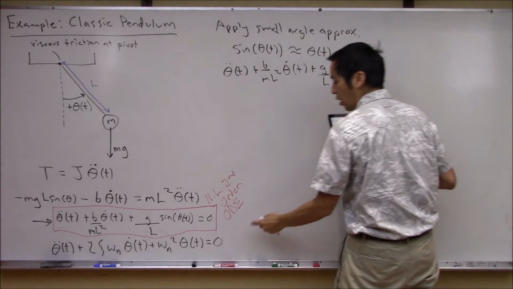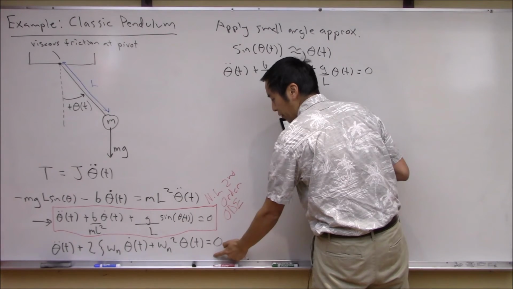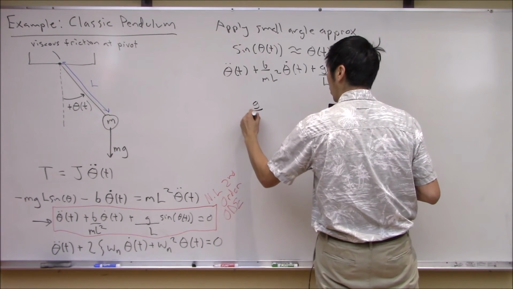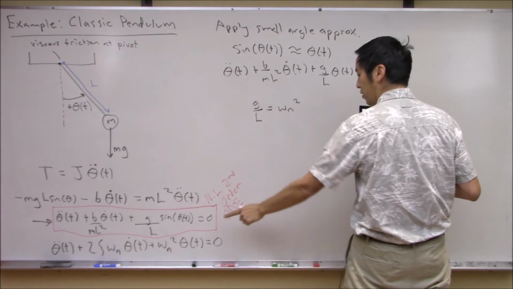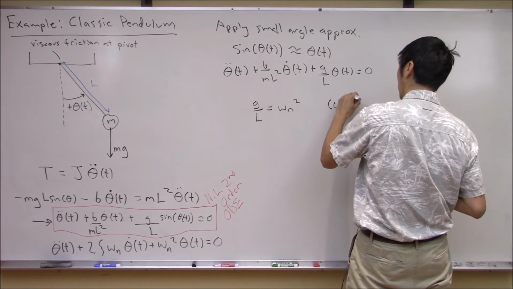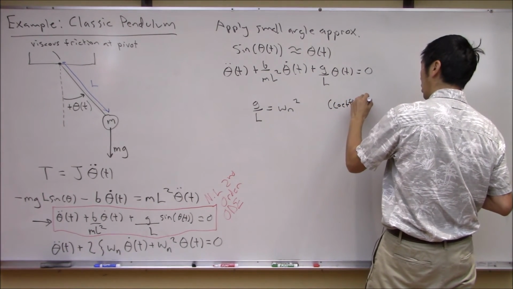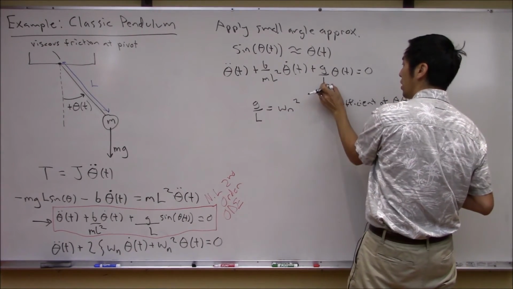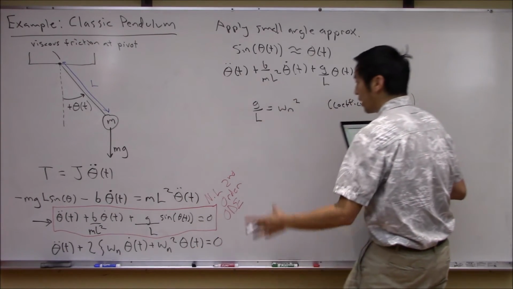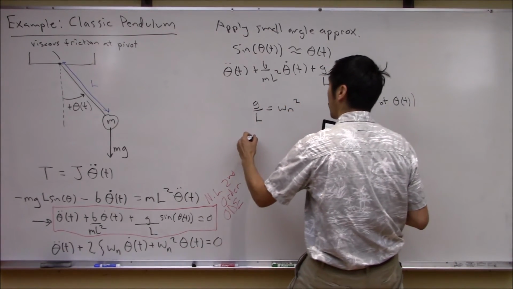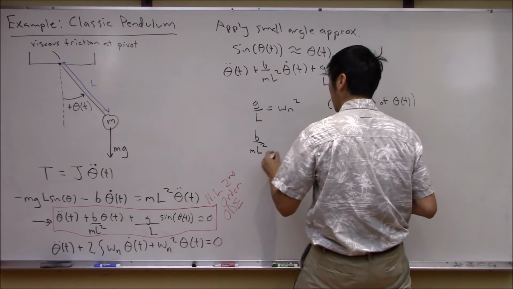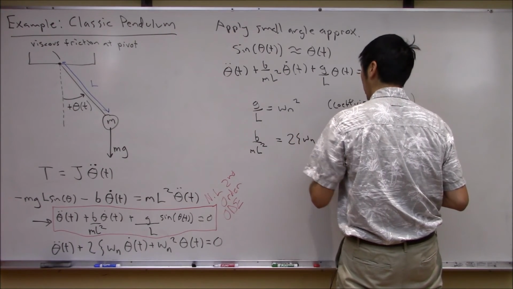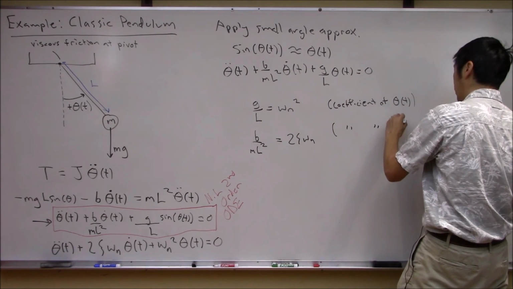Now, we can make this look like the standard second order differential equation by matching coefficients. I want g over L to equal omega n squared. This is the coefficient of theta of t, so I have to make the coefficient of theta here equal the coefficient of theta there. Then I need b over mL squared to equal the coefficient of theta dot, which is 2 zeta omega n. This is the coefficient of theta dot of t.